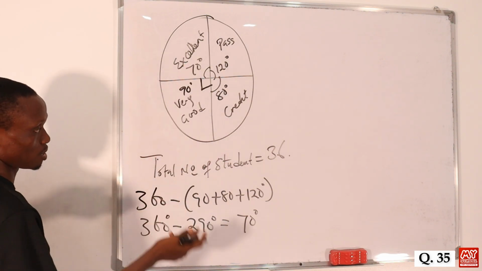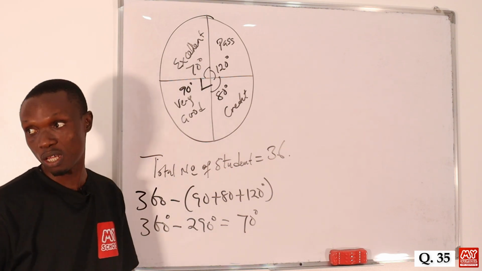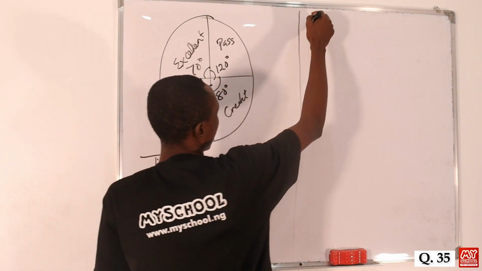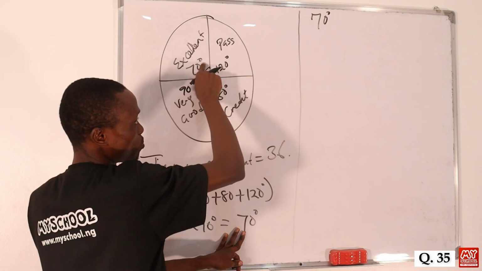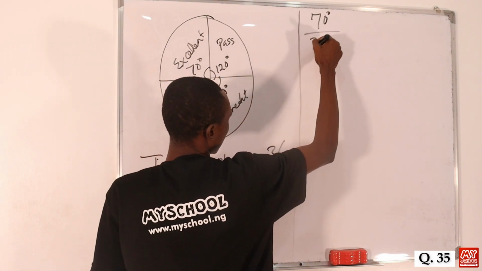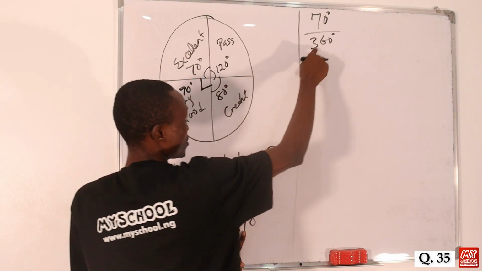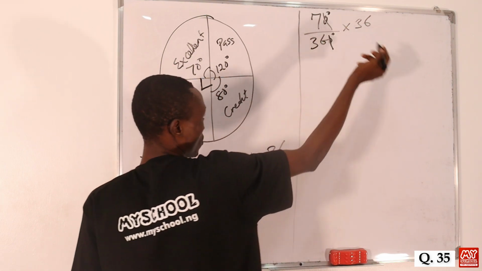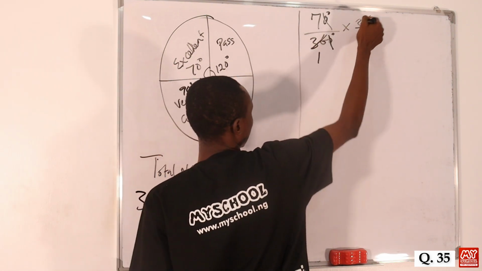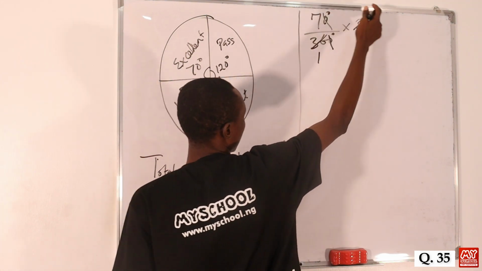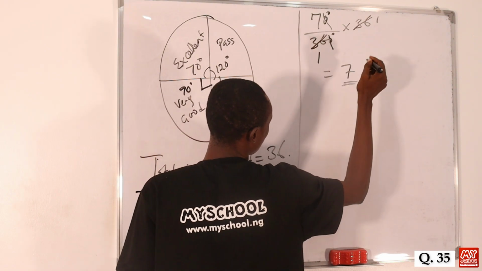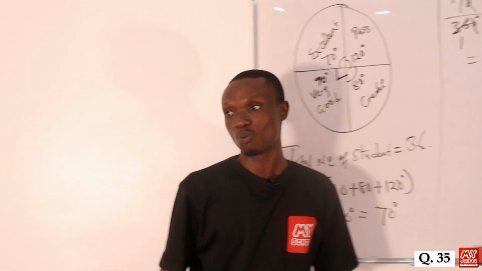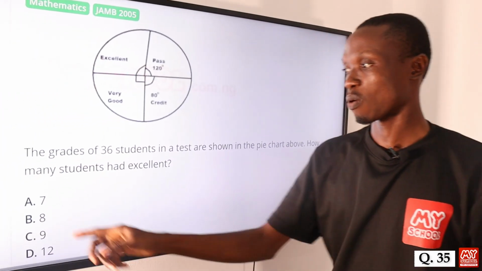So with this, we can actually calculate for the number of students that actually had excellence. Okay, so in order for us to do that, it's just for us to write the angle of excellence, which is 70 degrees, all over the total angle of the circle, which is 360, then times the number of students, which is 36. Okay, so this 0 will kill off this 0, then 36 here is 1, 36 here is 1, so we have 7 left. 7 times 1 is 7, meaning that 7 students actually had excellence. So let's return back to the screen to pick the correct answer to this question, and that is option A, 7.